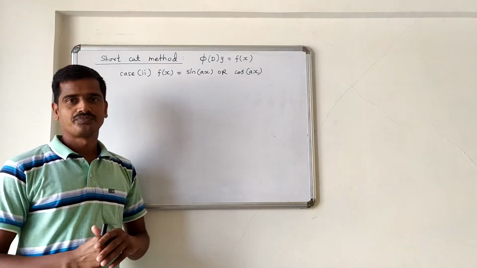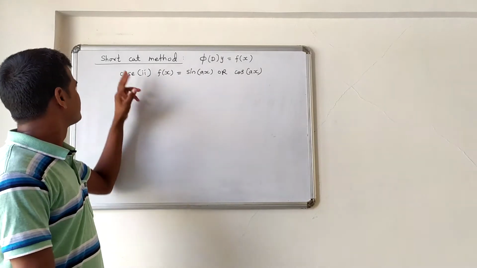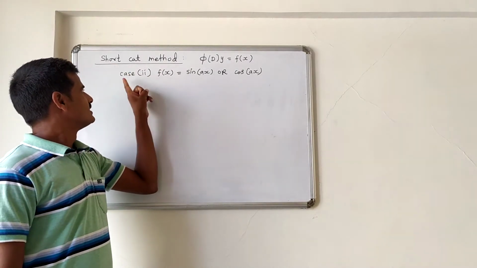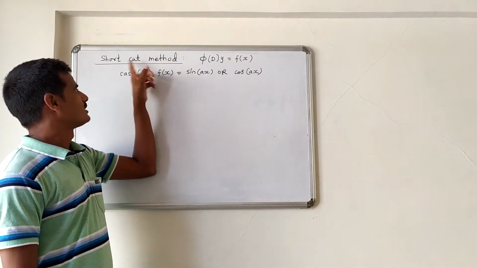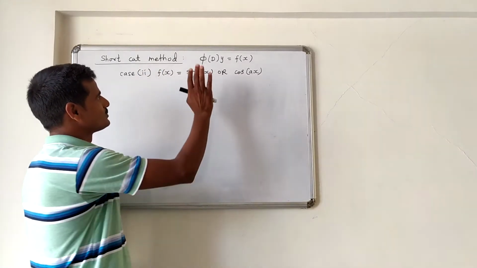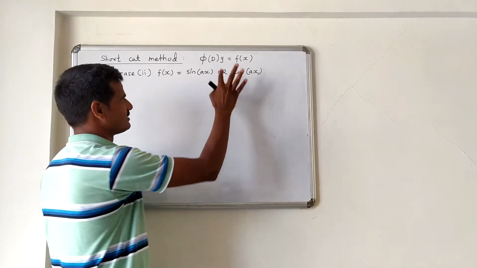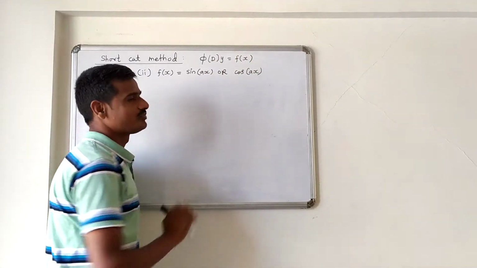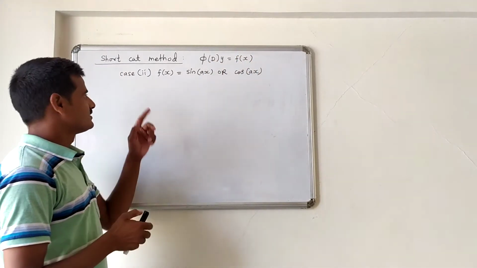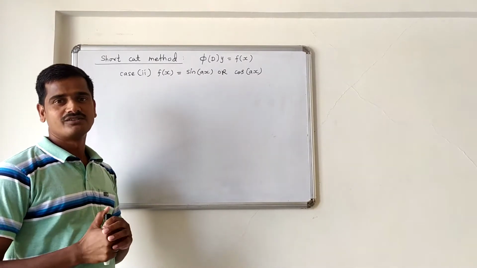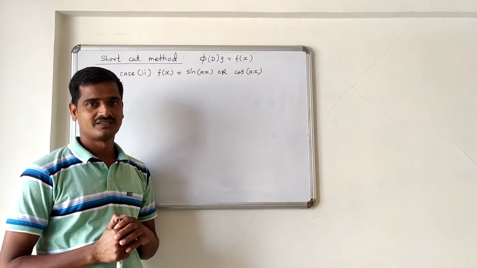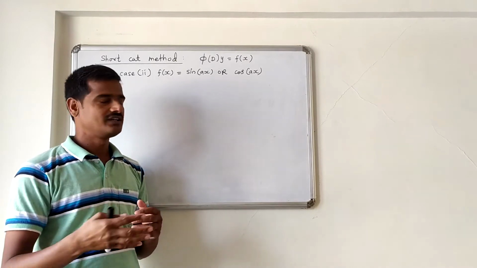Hello students, in this lecture we are going to discuss second case of shortcut method. This is the general form of linear differential equation, nth order linear differential equation phi of D into y is equal to f of x. Now first case is exponential case, f of x is equal to e to the power ax. It is discussed in earlier class.